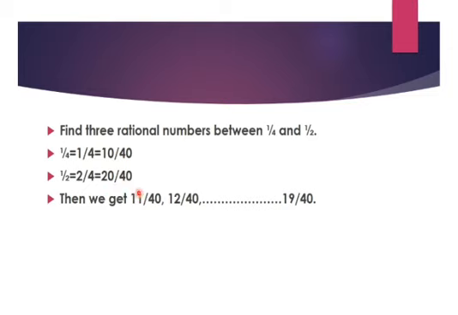What are the rational numbers? 11 by 40, 12 by 40, up to 19 by 40. We easily get more than 3 rational numbers. You can take any 3 of these.